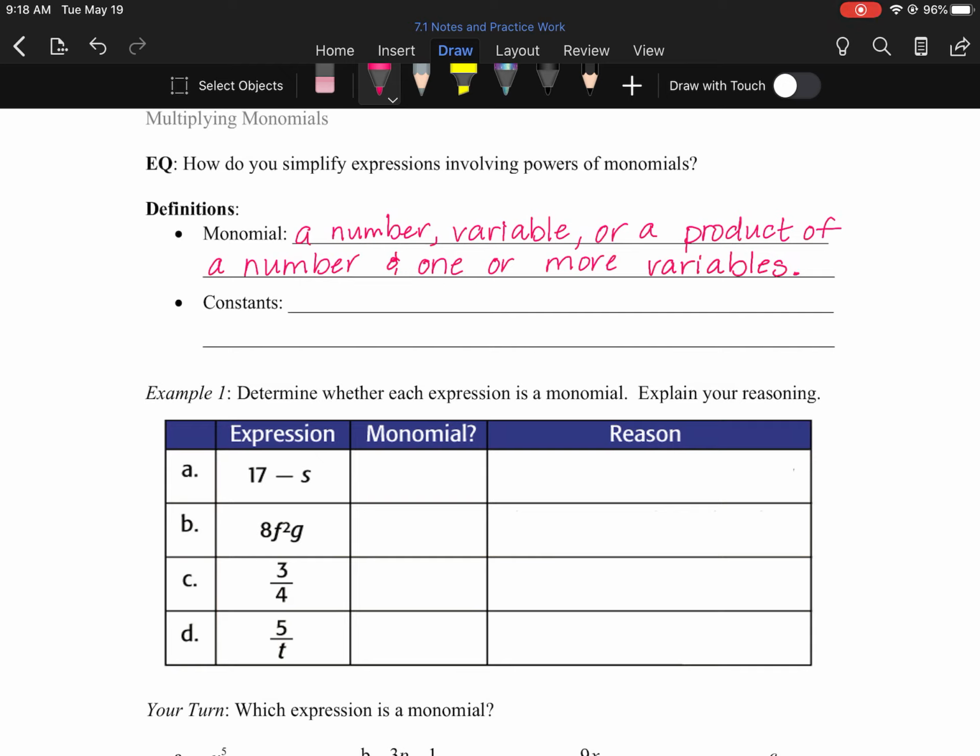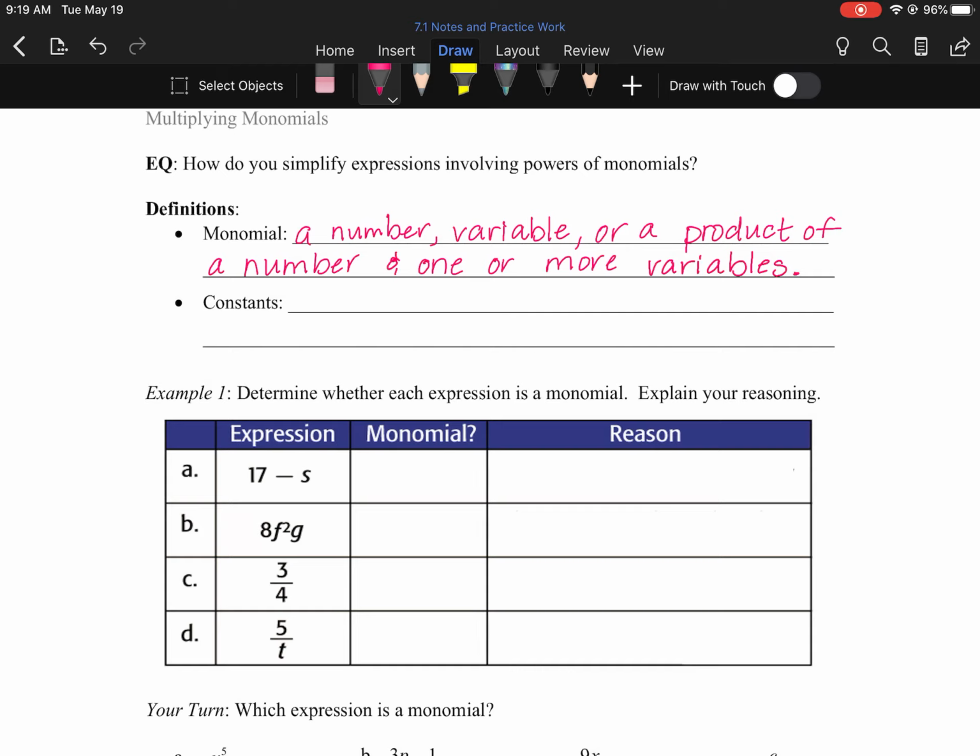Okay, so a monomial, it's either a single number by itself, a variable by itself, like x, or the product of a number and one or more variables. So that would be an example like 2x, 2xy, anything like that.